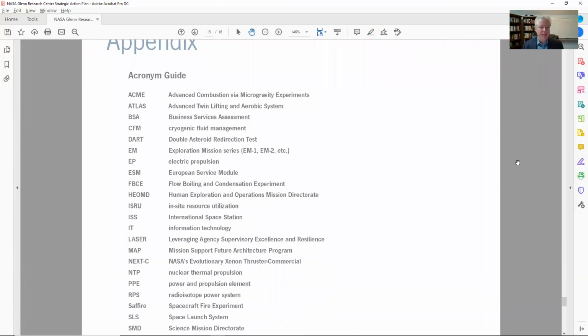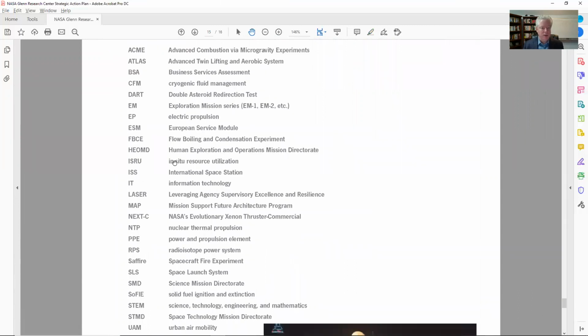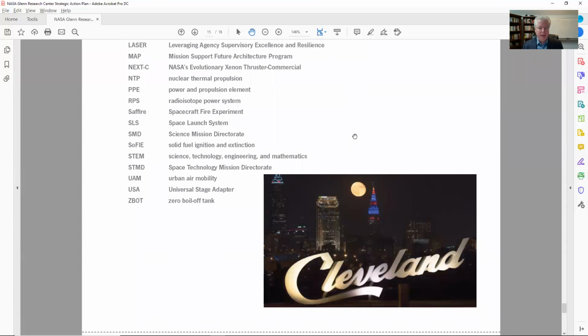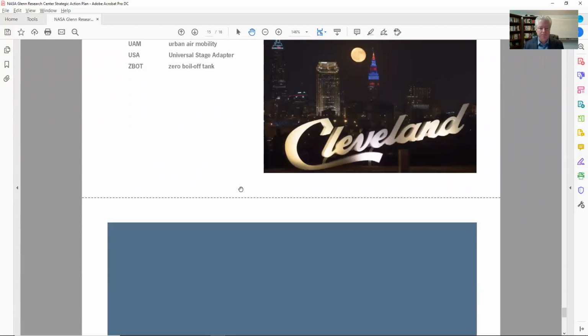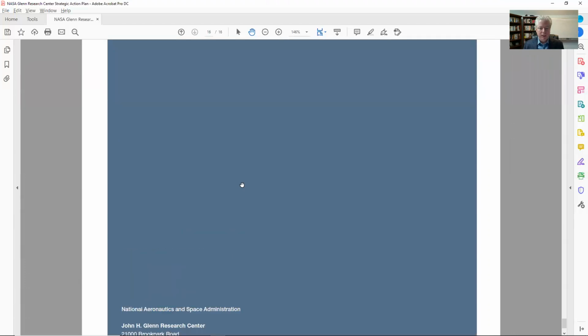Okay, so here's an appendix. It's helpful. You don't need to know all this stuff, but I was curious about what some of these are. I'm able to look and go, Human Exploration and Operations Mission Directorate. Got it. So again, let me go down to the bottom here. Space Technology Mission Directorate. All right.